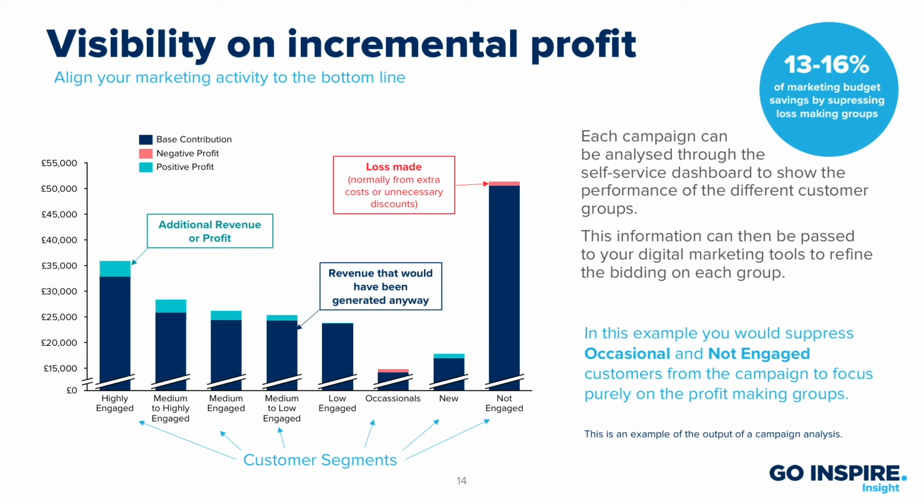So in this instance, we made the decision that for this campaign, we'll keep it running. So rather than using an on-off switch, we can dial it down or dial it up, and then say that the customer groups occasionals and not engaged are not going to see this campaign anymore. And by doing that, you can save on average between 13 and 16% of marketing budgets. It means that we get the ability to not just turn off a campaign if it's not working, to not just look at all of the revenue, but look at what is incremental.